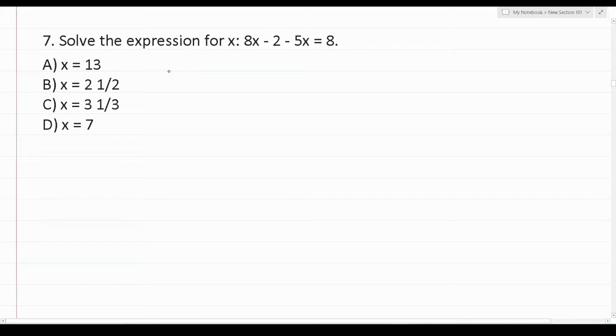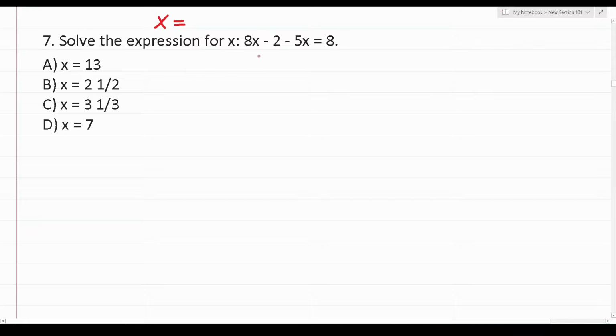Number 7 says solve the expression for x. We have 8x minus 2 minus 5x equals 8. Whenever you're asked to solve for a letter variable, your goal is to ultimately get that letter variable by itself. So in this case, we're ultimately going to get x equal to something by itself. In other words, we're going to be rearranging the values in this expression until we get to this point.